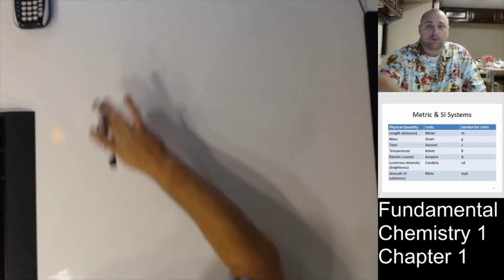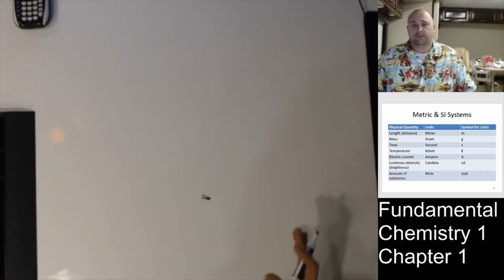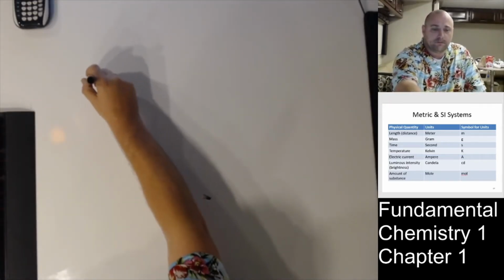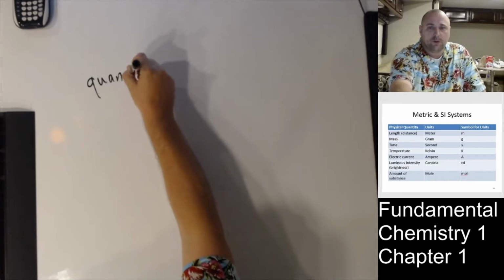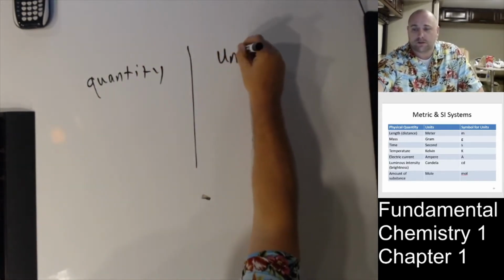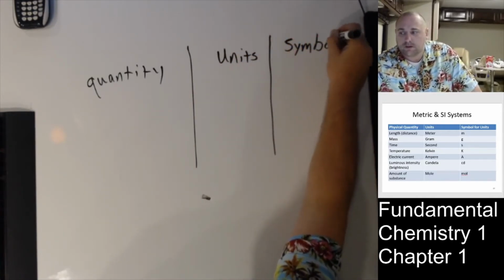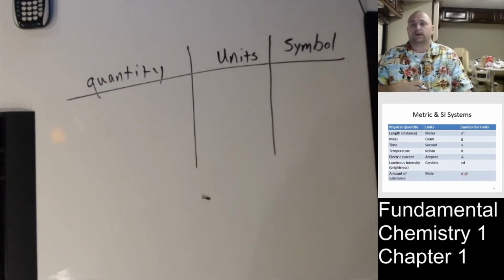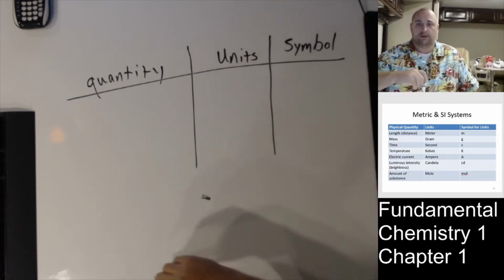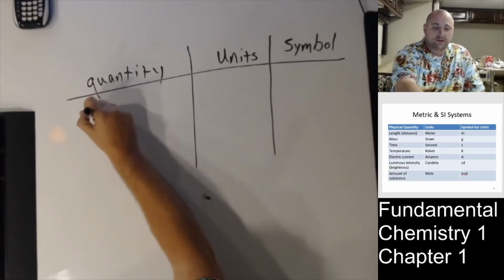Okay. So one thing I would recommend if you're taking physics or chemistry or just about anything that's got any kind of measurements, is that you come up with this idea of quantity, and then the units, and then the symbol. And I recommend you make one of these for each of them. You might even come up with another column if you wanted to, for which system it's in. So, for instance, distance.